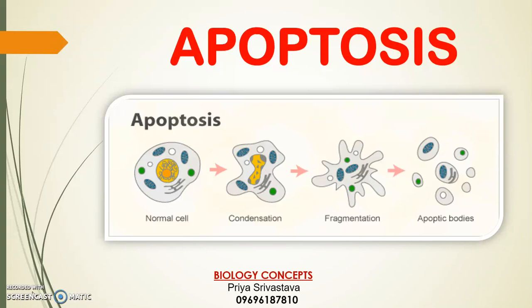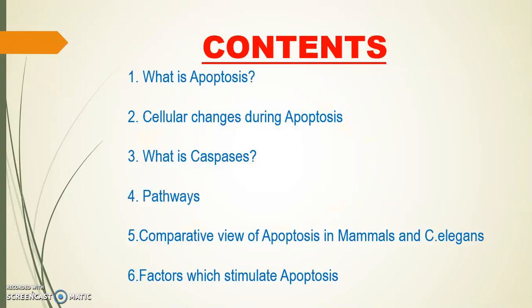Today we will discuss apoptosis. In this video we are going to discuss what is apoptosis, cellular changes during apoptosis, what is caspase, and the pathways which make the apoptotic process, and the comparative view of the apoptosis process in mammals and C. elegans, that is a model organism. At last we will discuss the factors which stimulate apoptosis. So now I am going to start one by one.